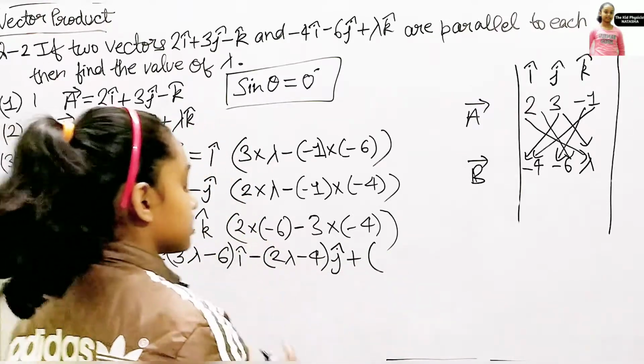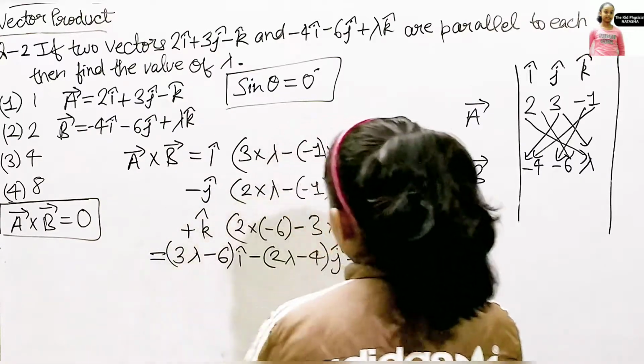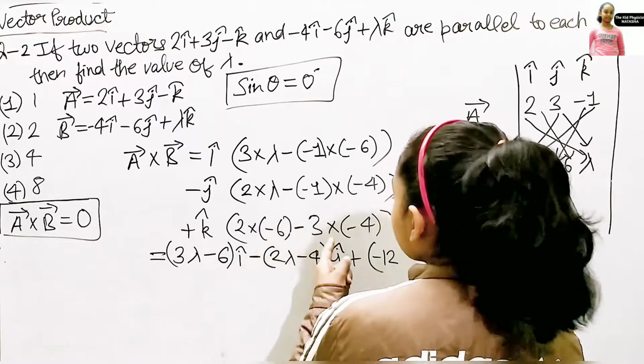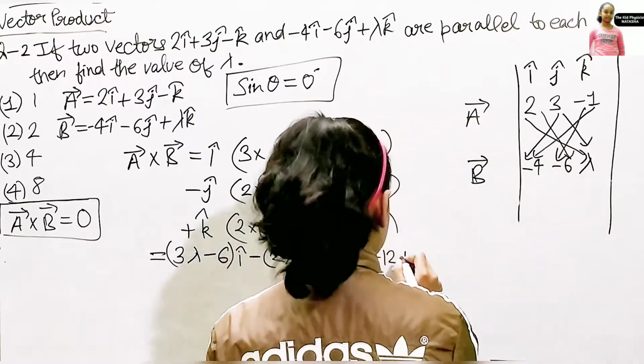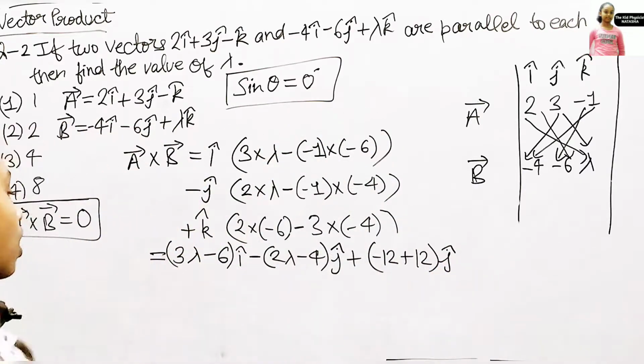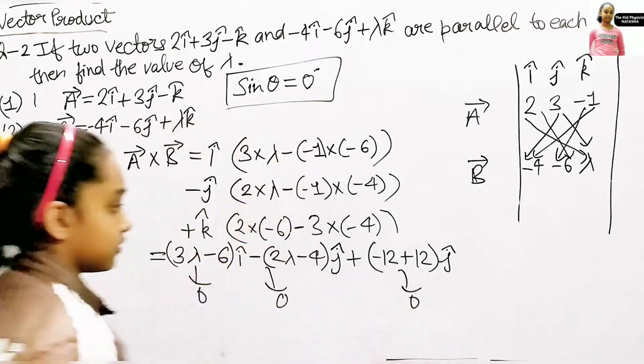So 2 into minus 6 will be what? 12, minus 12. And then 3 into minus 4 will be what? Minus, so minus will be plus, so 3 4s are 12, so plus 12 j cap. By solving it, we will get 0 in all the conditions.